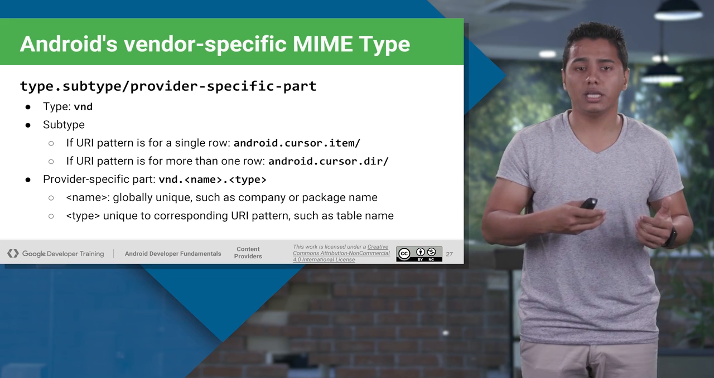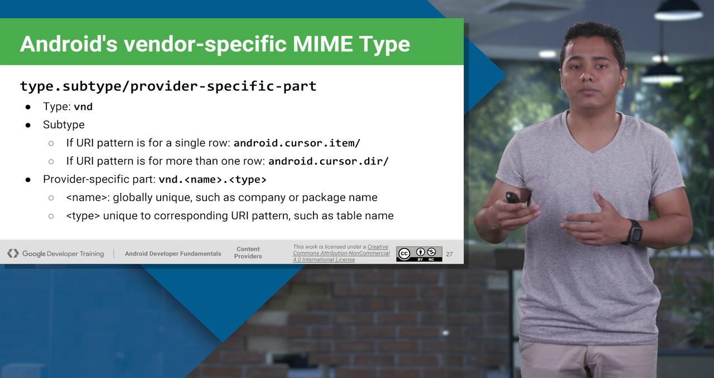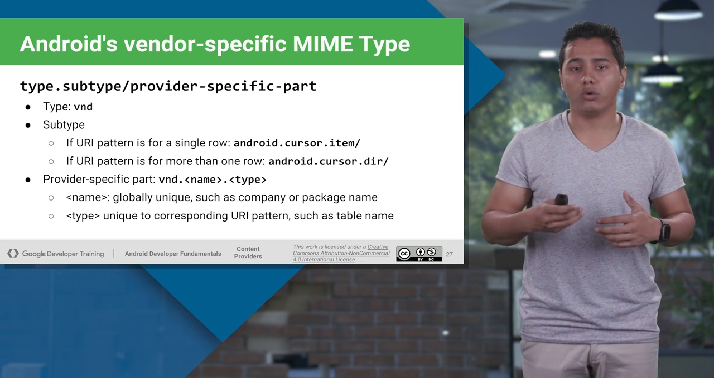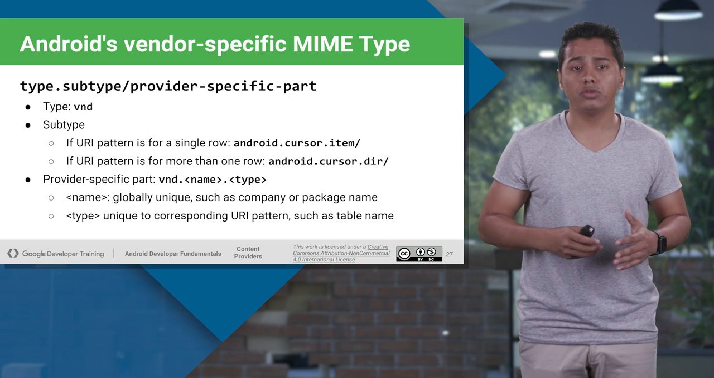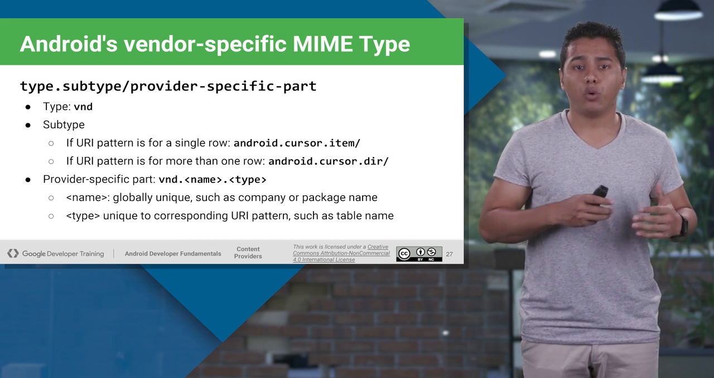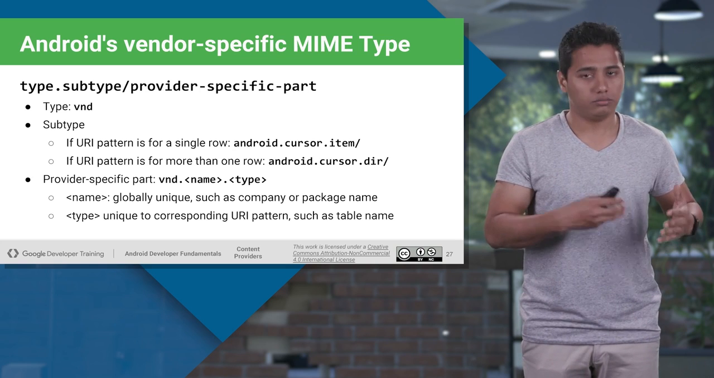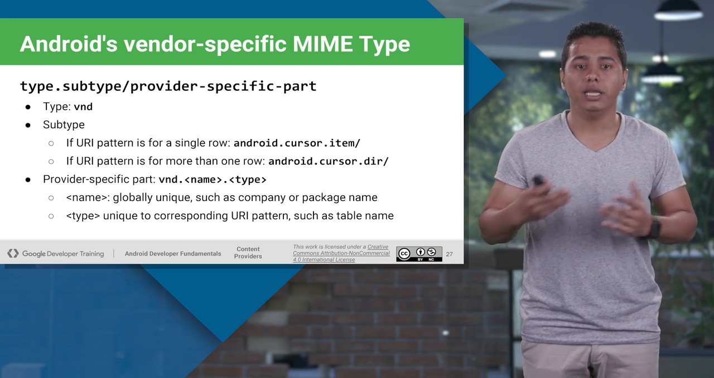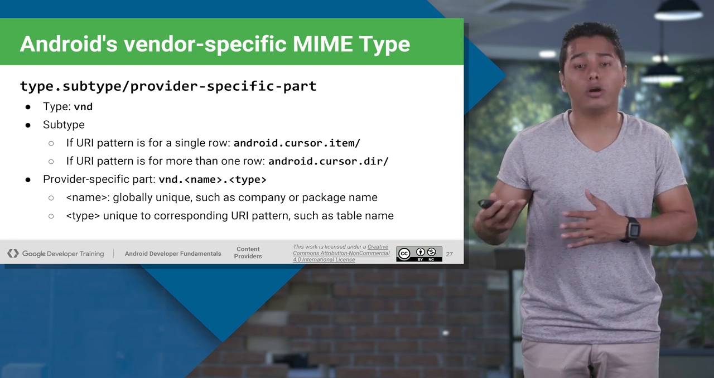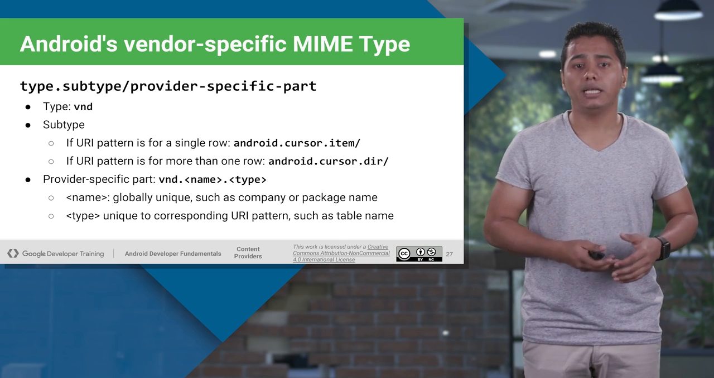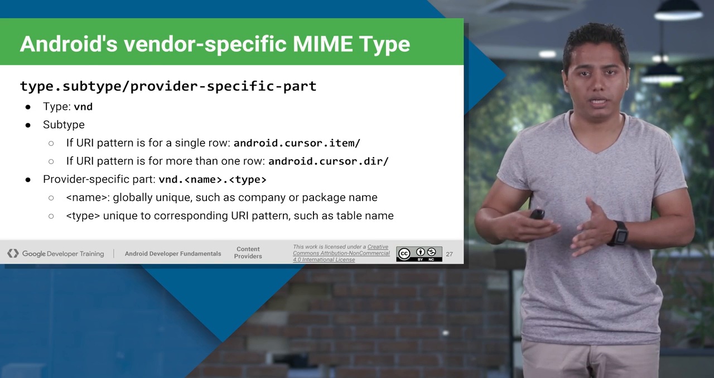If you are going to access the single row, then the subtype will be android.cursor.item. And if you are going to access more than one row, then it will be android.cursor.dir. Then you have to provide the provider specific part, which will be again vendor dot the name and the type. Name will be the globally unique company or domain name, or it can be package name. And the type part again corresponds to your URI pattern or the table name itself.